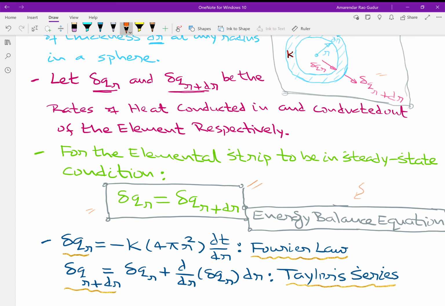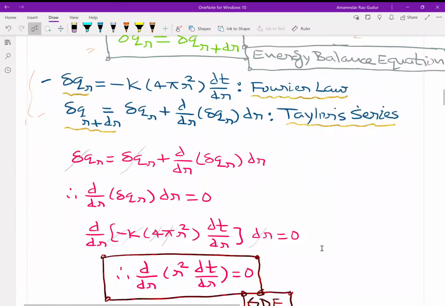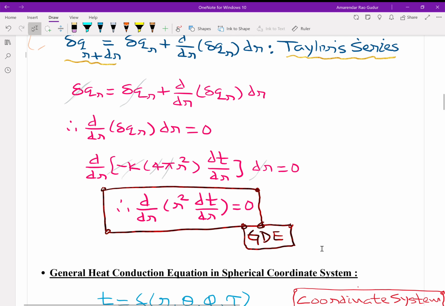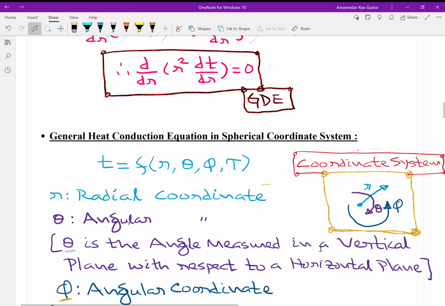Then delQr can be obtained using the Fourier law as minus k 4 pi r square dT by dr, and delQ(r+dr) can be expanded into Taylor series as delQr plus d by dr of delQr times dr. One can substitute both these equations in the energy balance, and one can simplify it to arrive at the governing differential equation, which is already established. Then one can obtain GDE from the general heat conduction equation in spherical coordinate system.